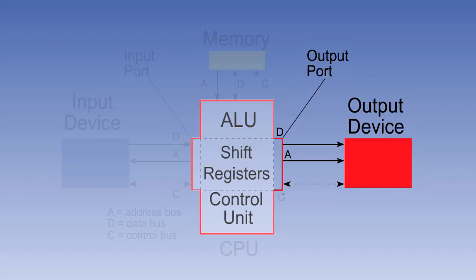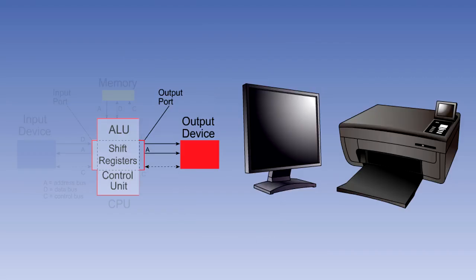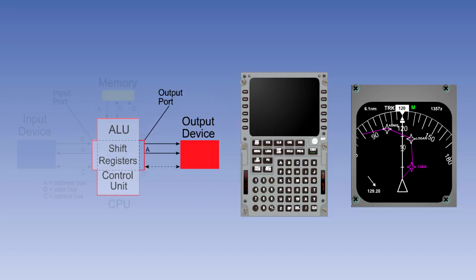After processing, the computer's output is fed out via its output port. In the case of a PC, the output peripheral may be a visual display unit, monitor, or printer. In an aircraft, the output may, for instance, be fed to an electronic flight instrument system or EFIS symbol generator, or to the flight management system control display unit.